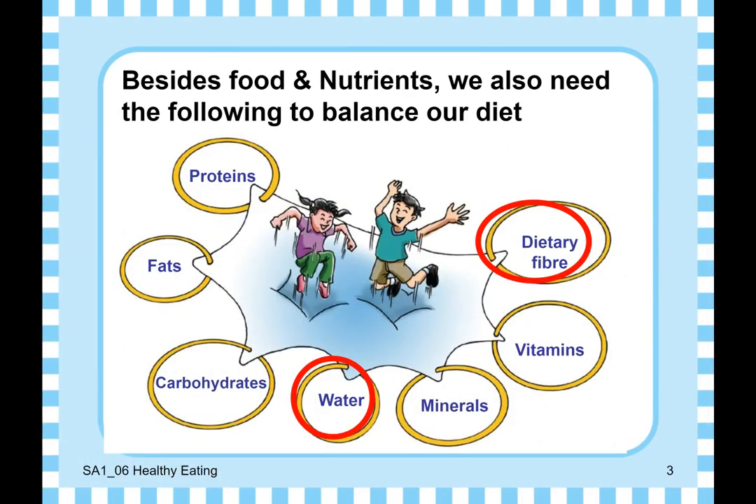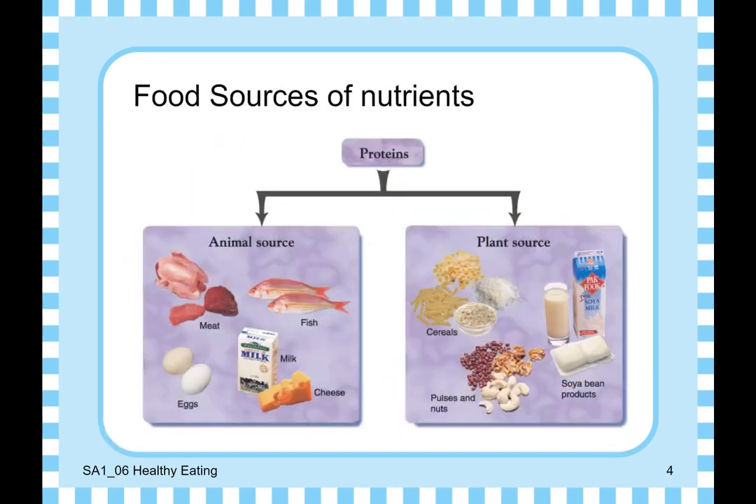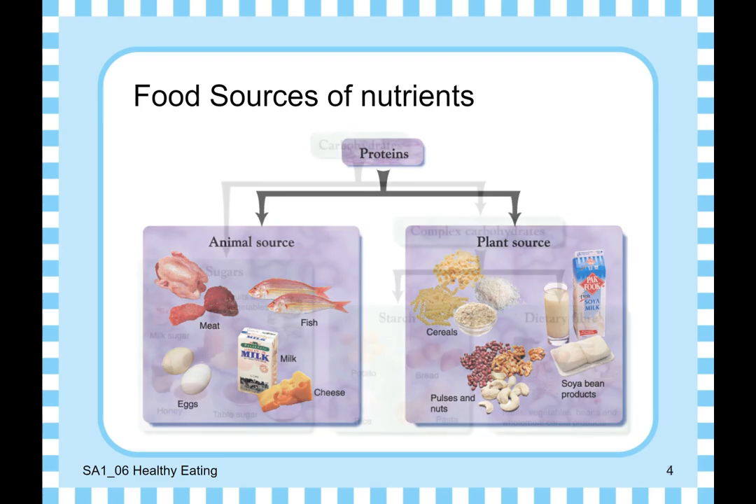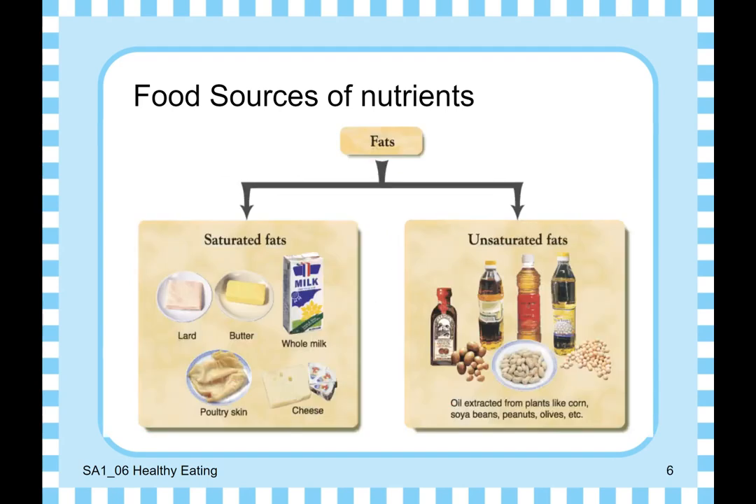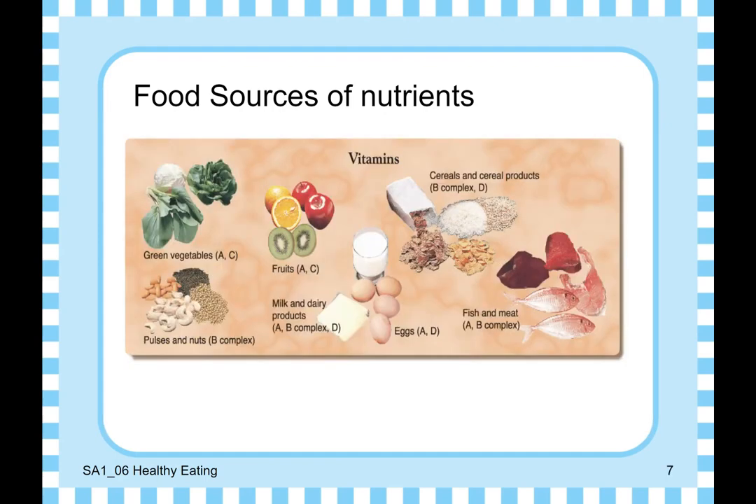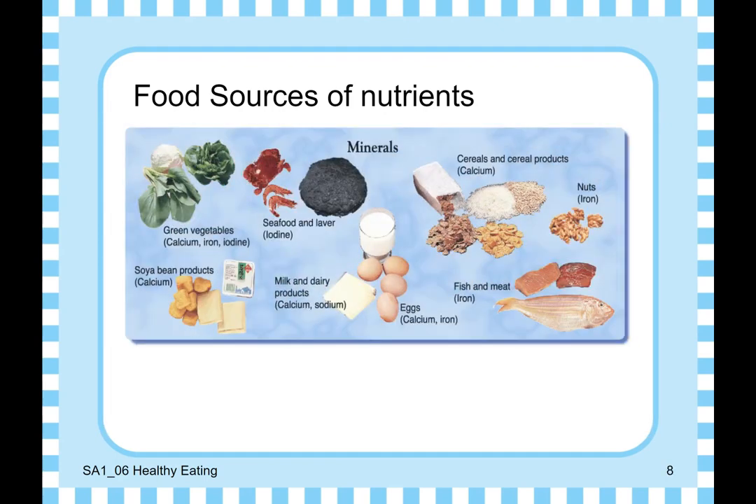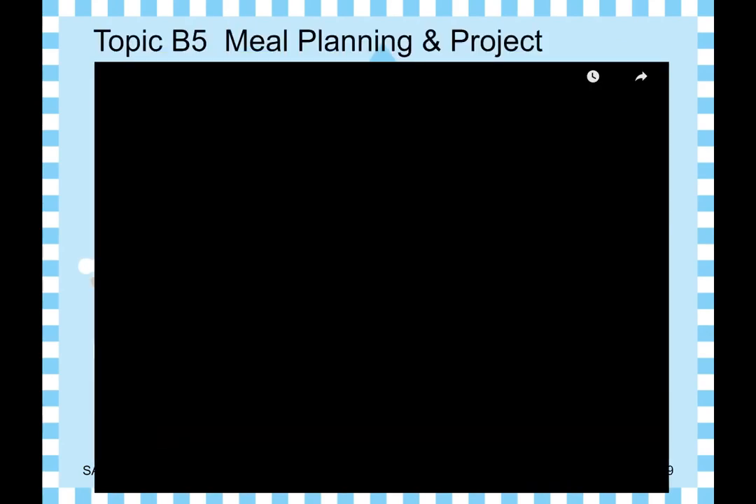Alright, besides food and nutrients, we also need the following to balance our diet, such as water and dietary fiber. Alright, so from the following table, you will find that there are pictures showing you how to absorb the food and protein from animal sources and also plant sources, carbohydrates, fats, vitamins, and minerals. All of them we have learned before in our HE lesson.